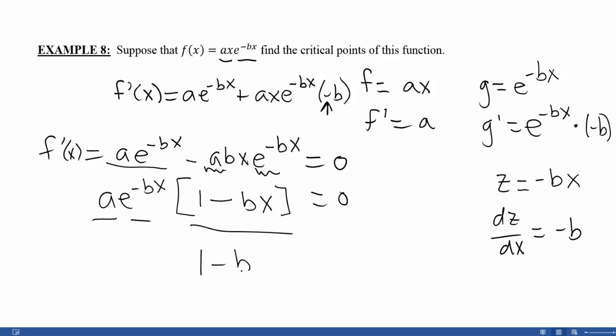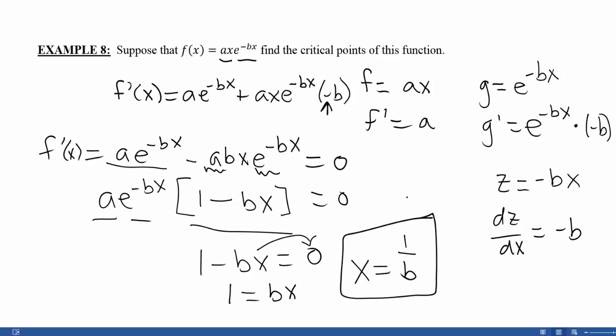So if I set that equal to 0, and remember, x is my independent variable, so that's what I'm trying to solve for. I have 1 equals bx if I bring that term to the right. So that tells me that x has to be equal to 1 over b. So even though I don't know what a and b are, I know that the critical point is at 1 over b, because I solved this in general with constants as placeholders. So this function has one critical point, and it happens at x equals 1 over b.